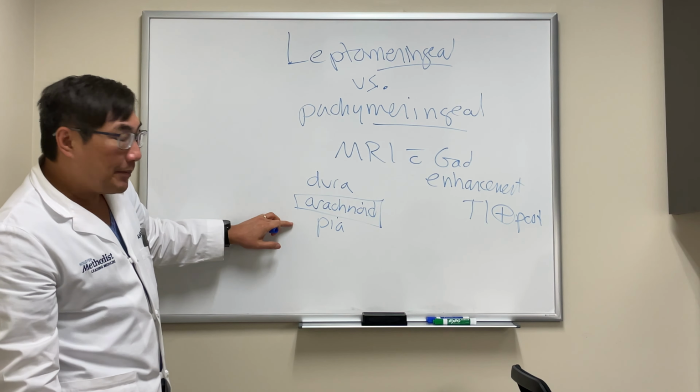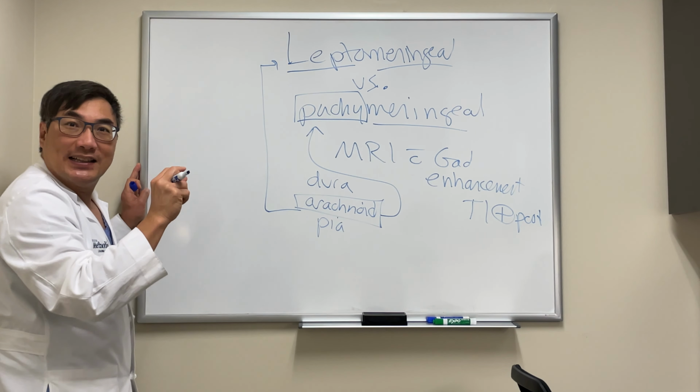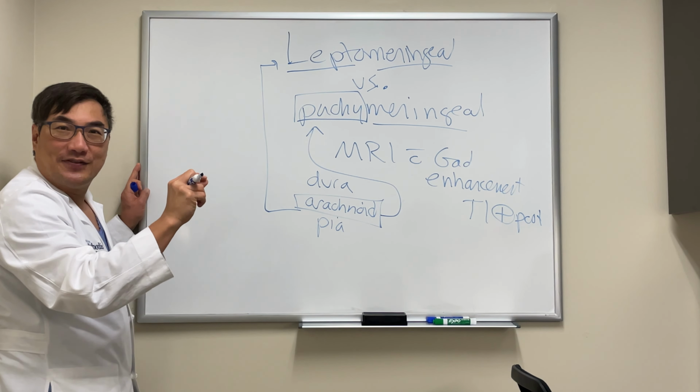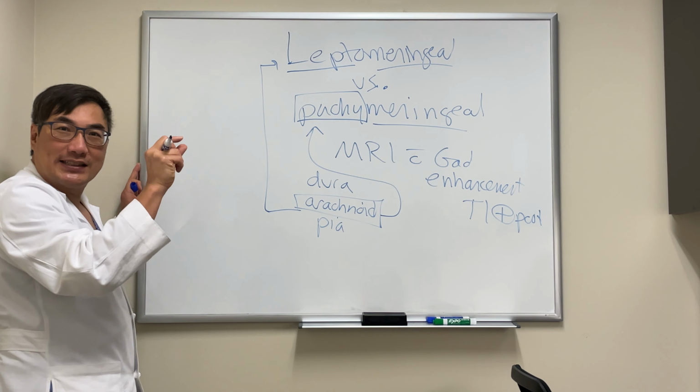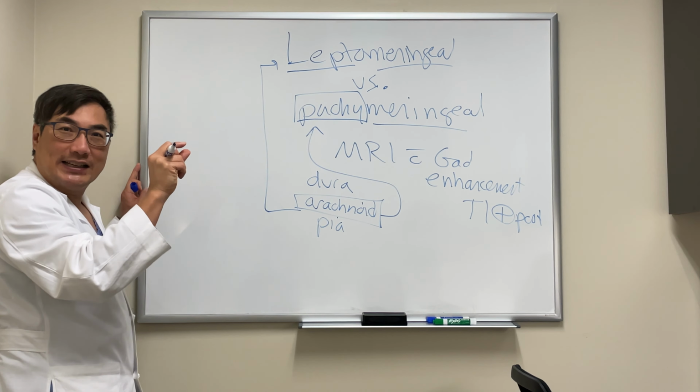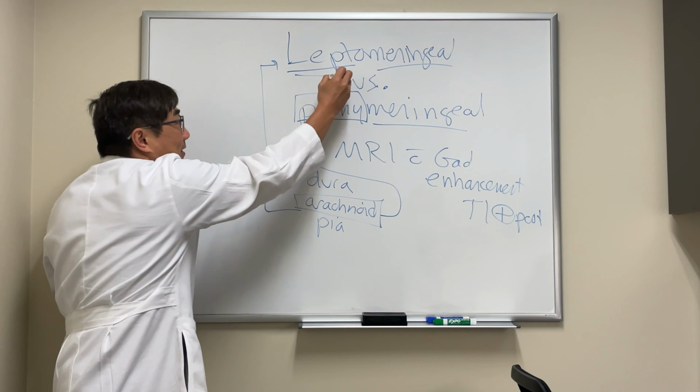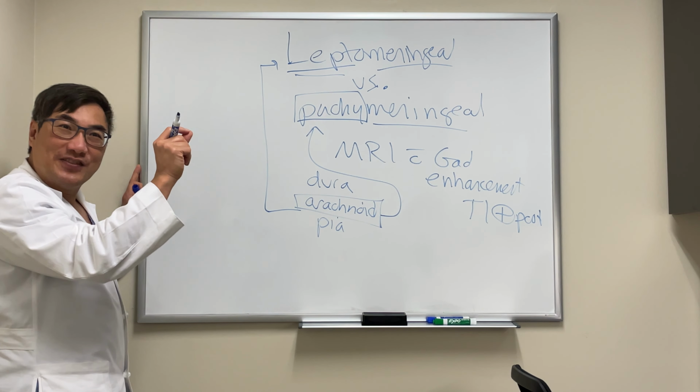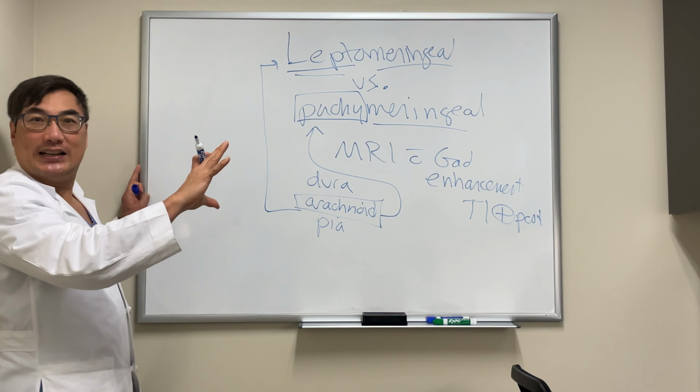And these two words, they mean something. So pachy means thick, like pachyderm, which is elephant. So the elephant has very thick skin. He's a pachyderm, thick-skinned pachyderm, like dermis. And lepto is thin. So we got a thin version of the enhancement and a thick version of the enhancement.